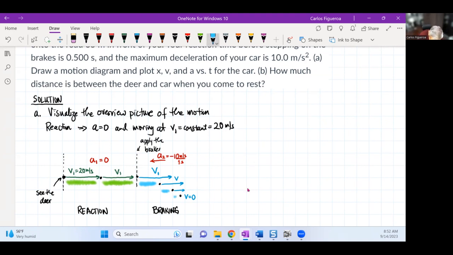Again, look at my intervals. They're getting smaller and smaller. So from here to here, you could see that this is my braking region right there.